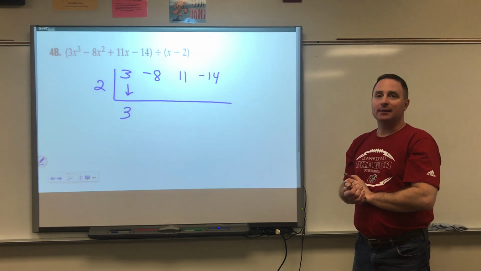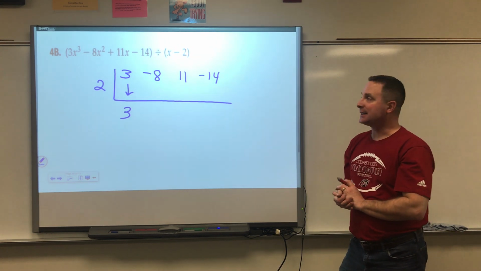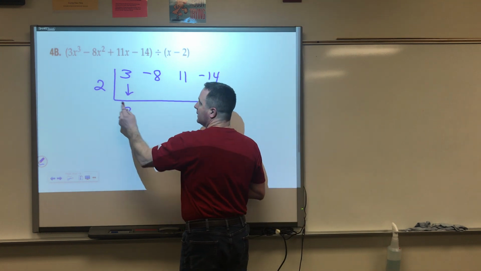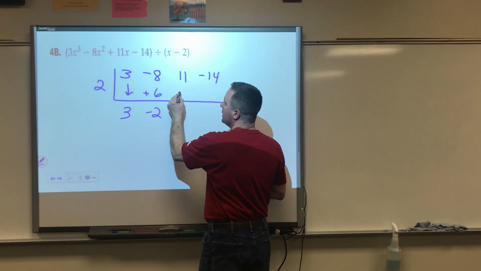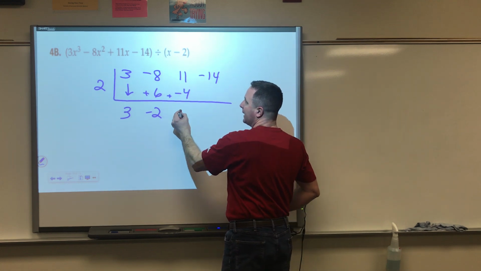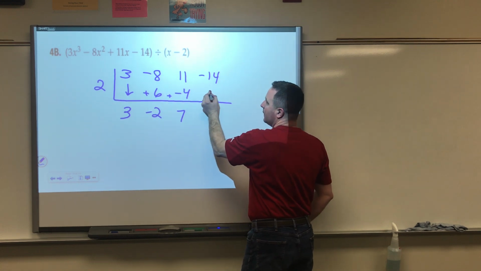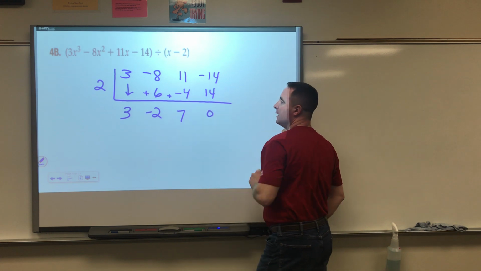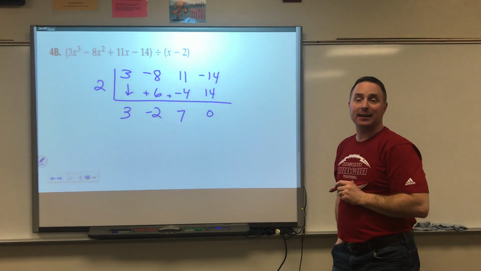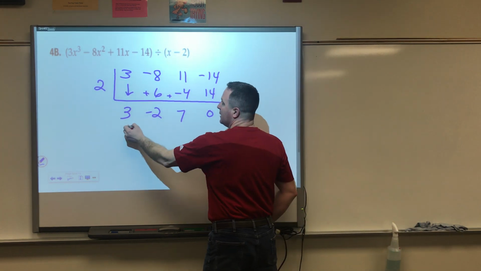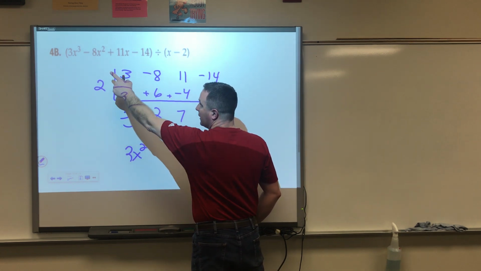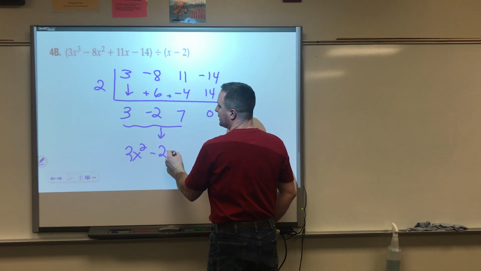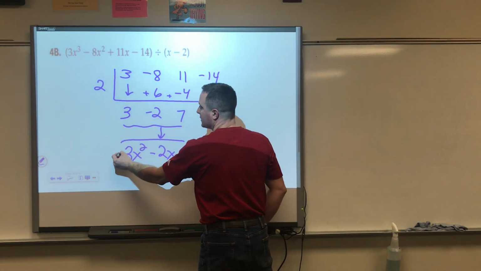Okay, all right. Now that you tried it, hopefully, let's see what we get here. If I multiply, I get 6 and I add. Negative 2. Negative 4 and add, I get 7. Positive 14. All these have been remainder zeros, which is kind of nice. Okay? So if I translate this back into a polynomial, I get 3x squared minus 2x plus 7.